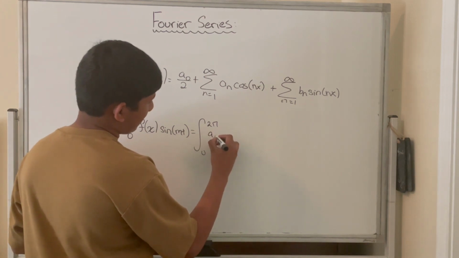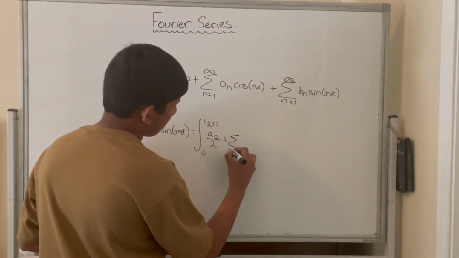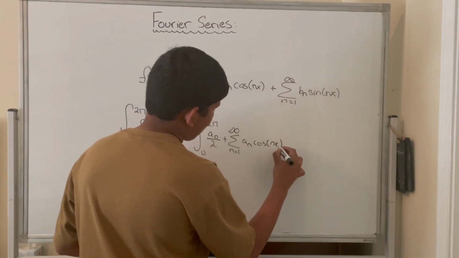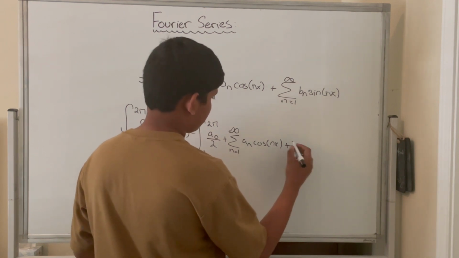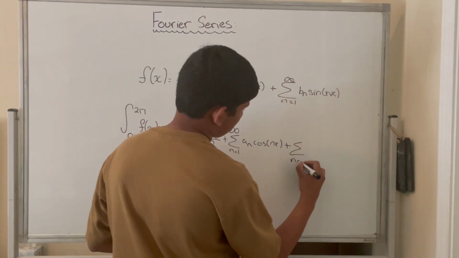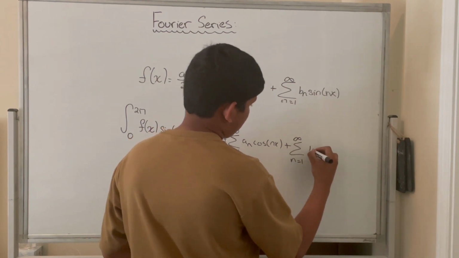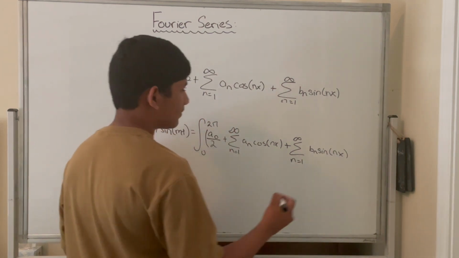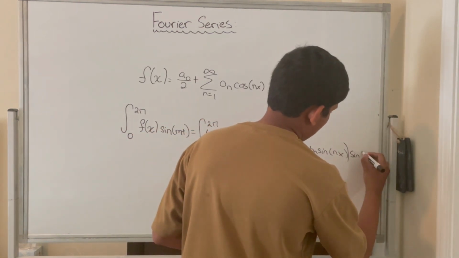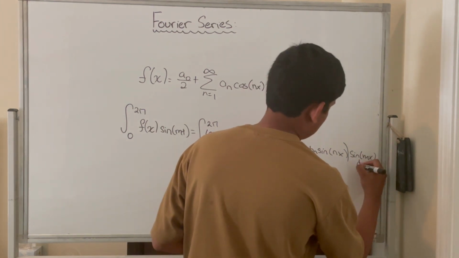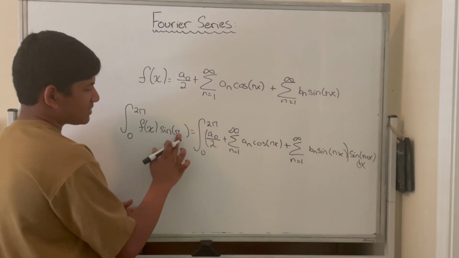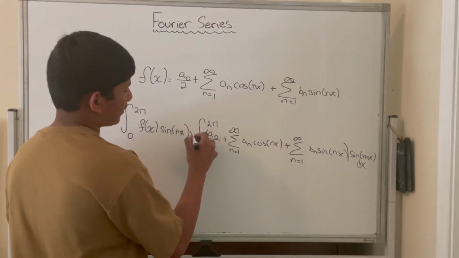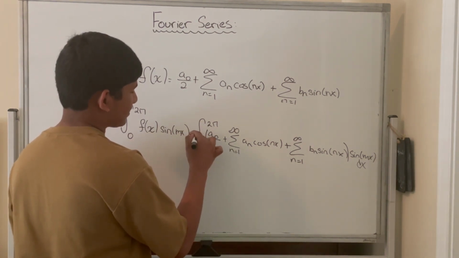We have equality. We have a0 over 2 plus the sum n equals 1 to infinity of an cosine of nx, plus the sum n equals 1 to infinity of bn sine nx. And we're going to multiply all of this by sine of mx dx. Notice that this also has to be x, and we're integrating with respect to x, so we have to write a dx.